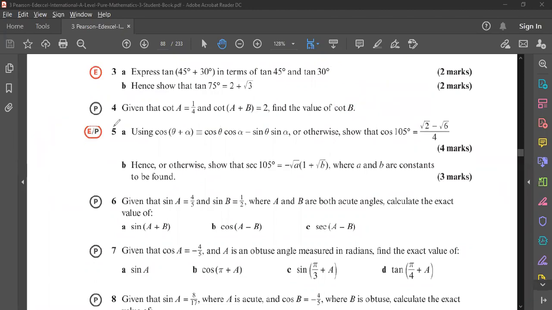Now, question number 5. If we have, using cosine, using this rule, or otherwise, you may have another way to solve it. Show that cosine 105 is equal to this. برضو using 30, 60, 45. That's a combination of numbers you need to know. This table you need to know all the time. Now 105, how can we get 105 from those three numbers?